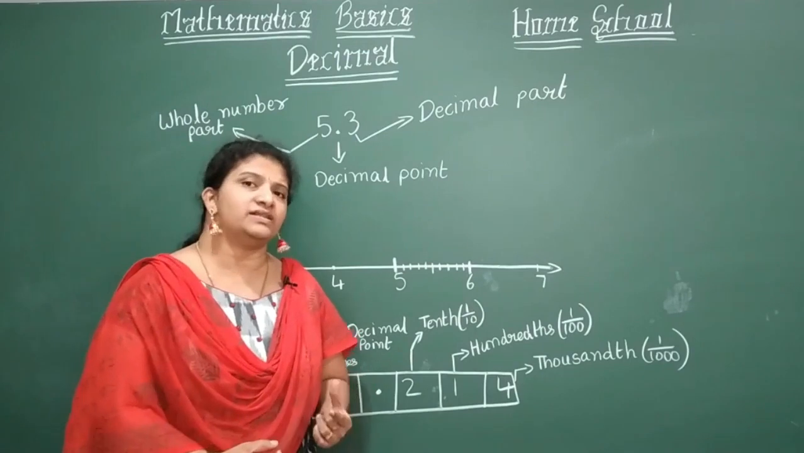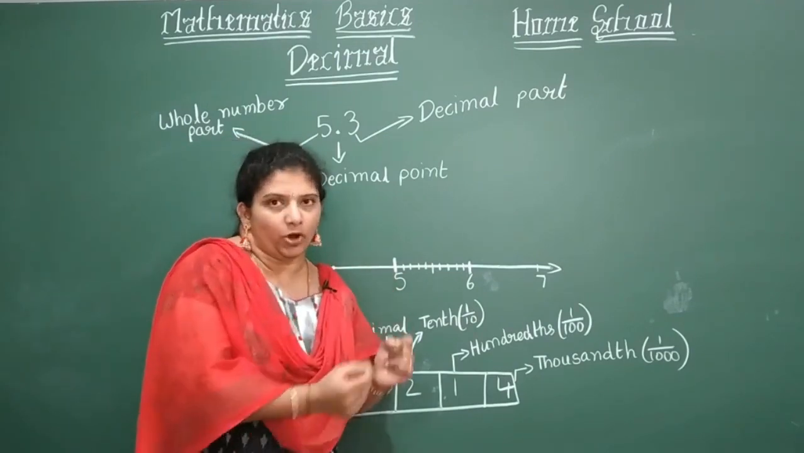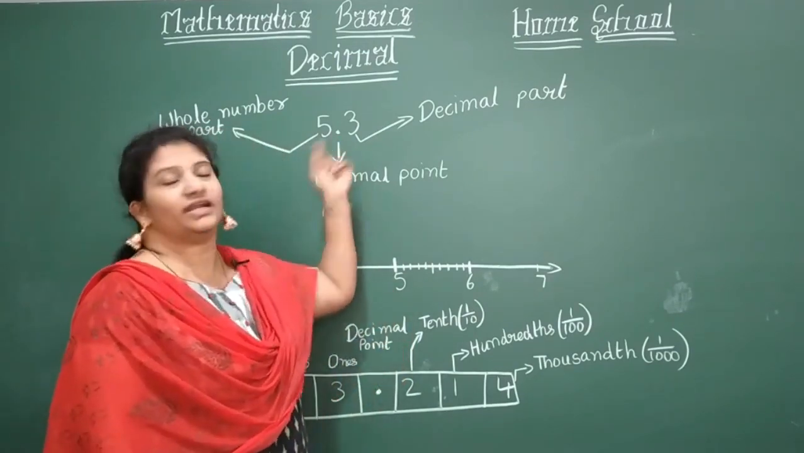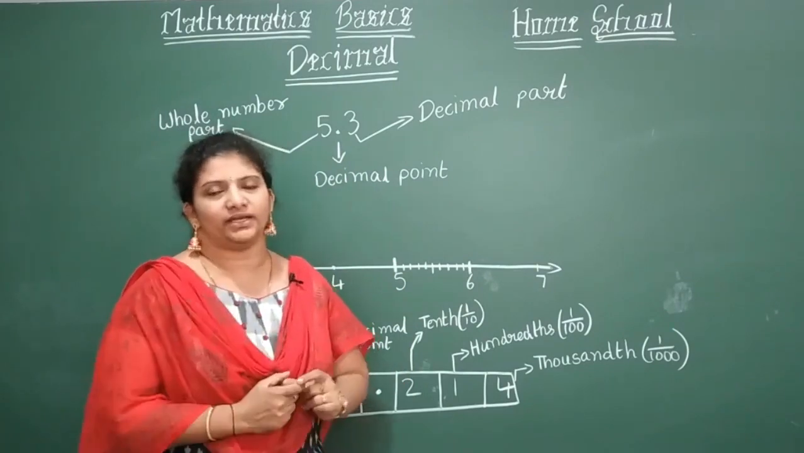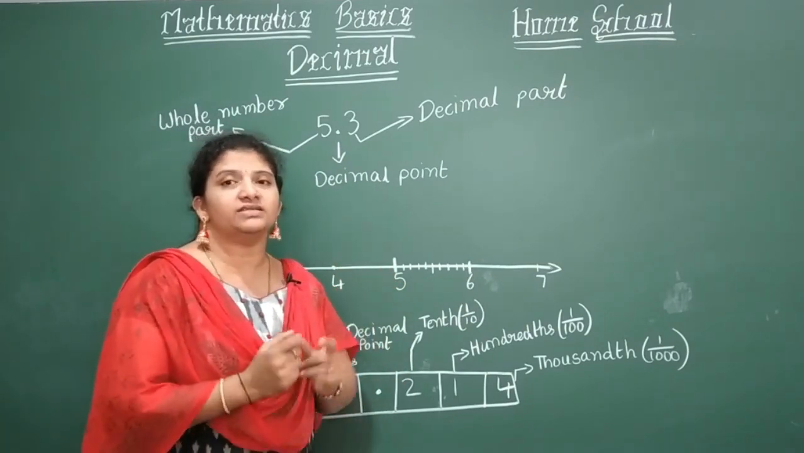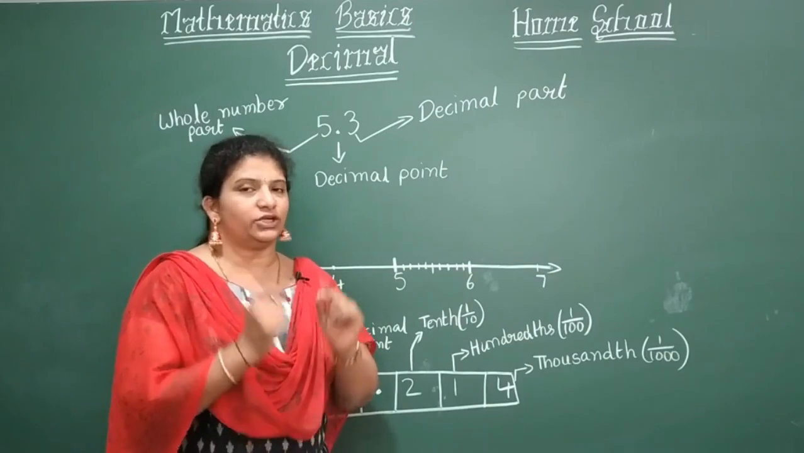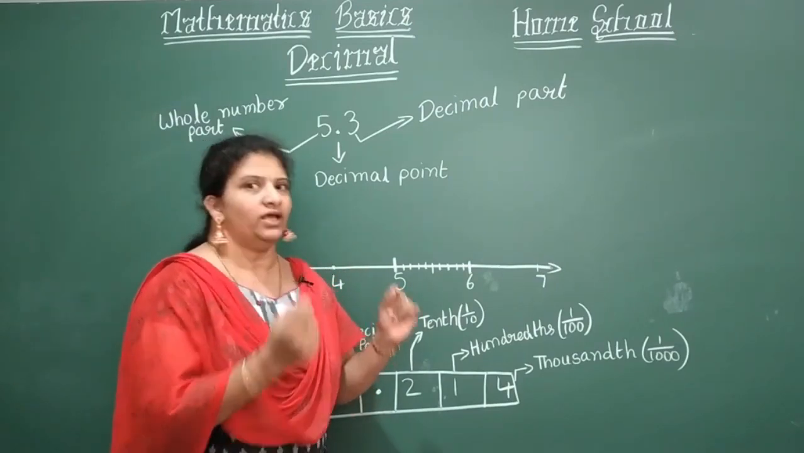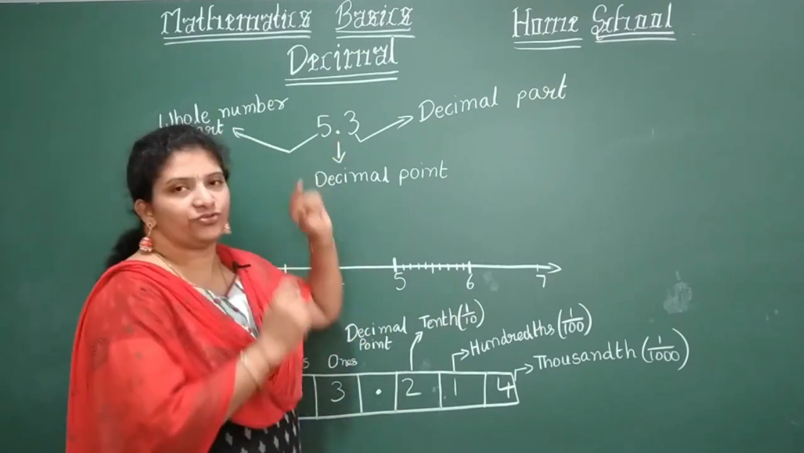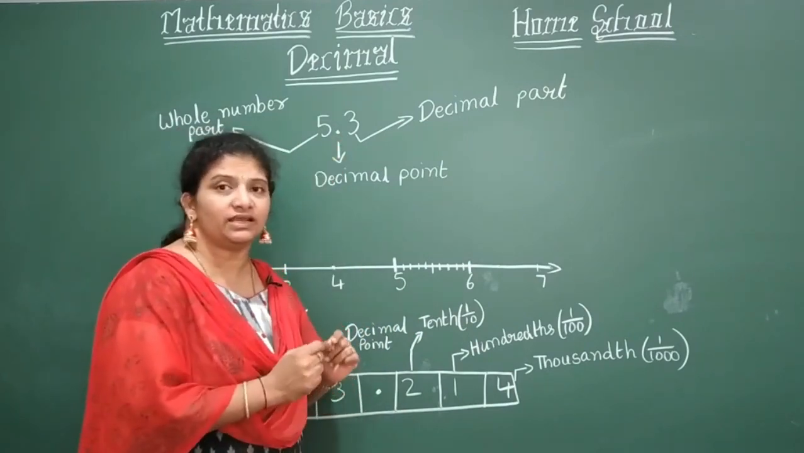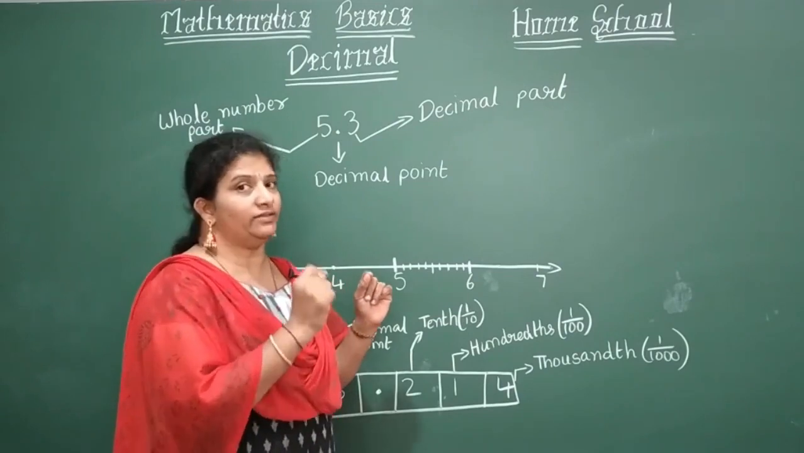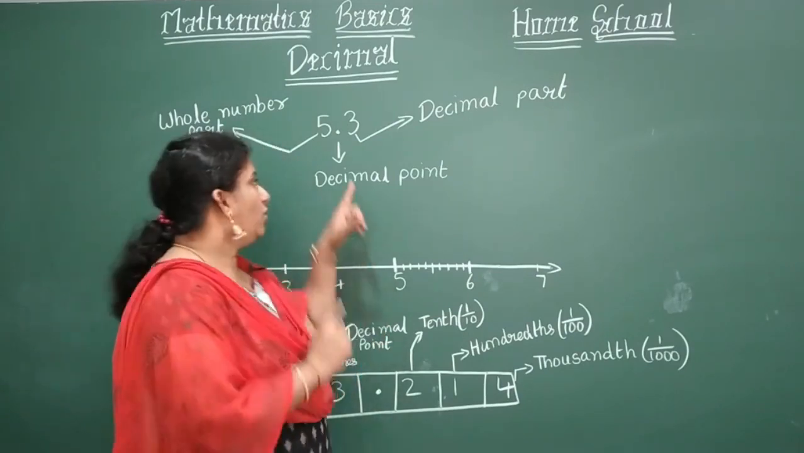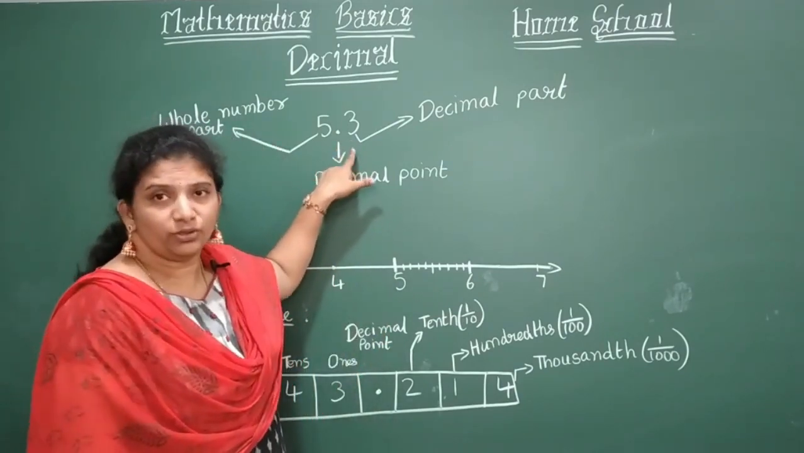In this decimal system, there is a point. That point we call a decimal point. What does this point do? It divides the number into two parts. Okay, look here. 5.3 I have taken. How to read this, children? 5.3, right? So, what does this decimal point do, children?